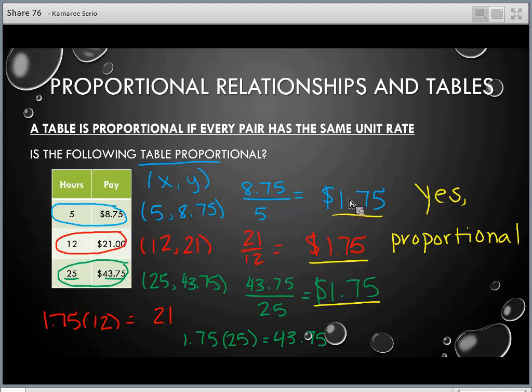So if you have a unit rate and you multiply it by your x coordinate, you should get your y. Okay, that's another way to kind of go in and double check it. We're going to use this method to solve a different type of problem later, but I wanted to show it to you now so you could see that there's multiple ways of solving this. If you were to take 1.75 and multiply it by 12 and you did not get 21, then that means that the table is not proportional.